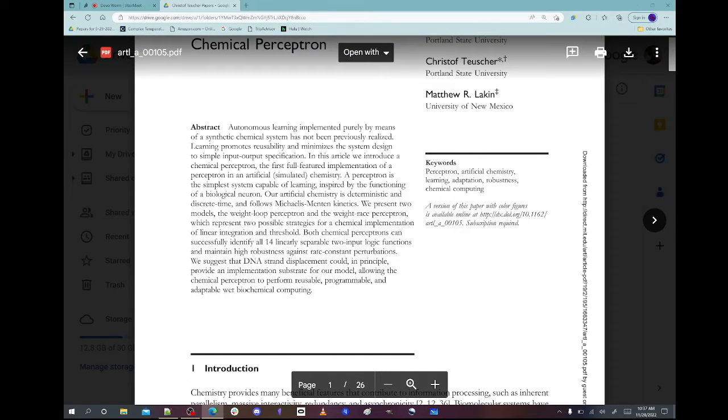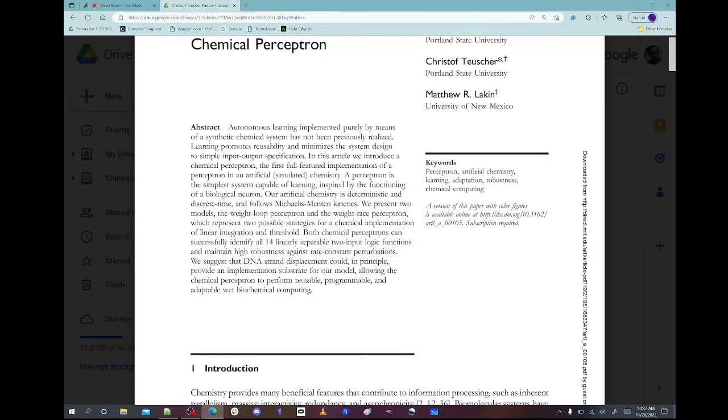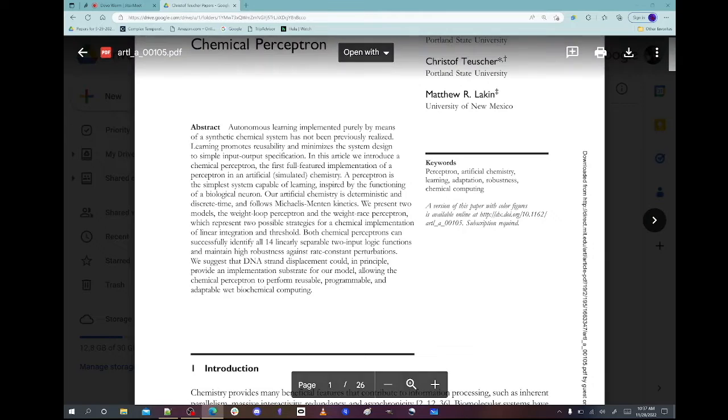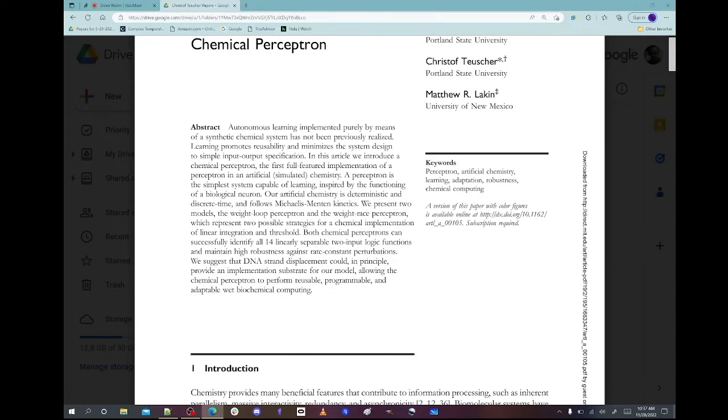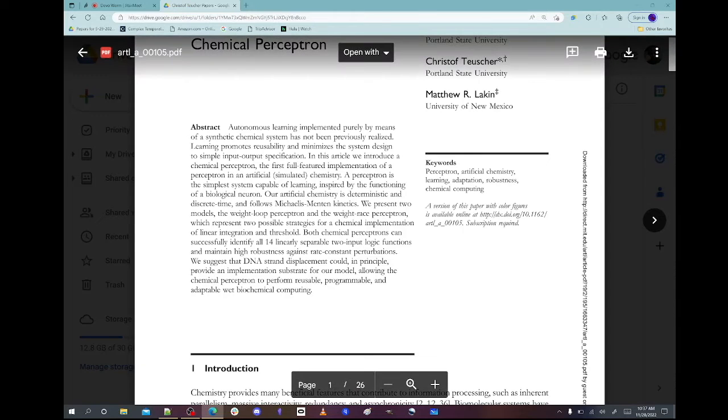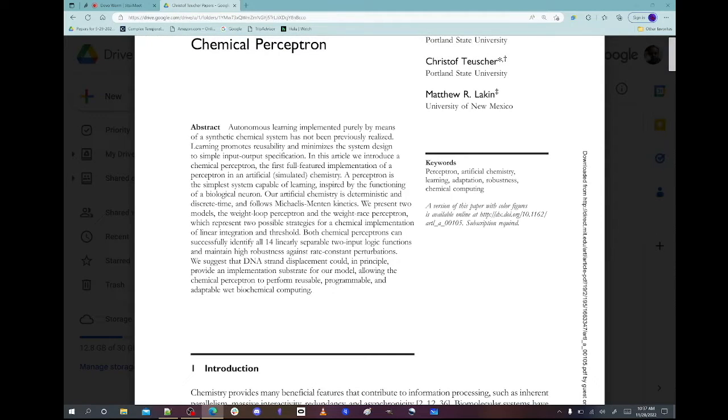We present two models. So these are the properties at the top, and then in the second sentence they talk about the different types of perceptron that they're using for this. The weight loop perceptron and the weight race perceptron, which represent two possible strategies for a chemical implementation of linear integration and threshold. Both chemical perceptrons can successfully identify all 14 linearly separable two-input logic functions. So these are things they throw at the perceptron to test to see if it can do this, and maintain high robustness against rate constant perturbations.